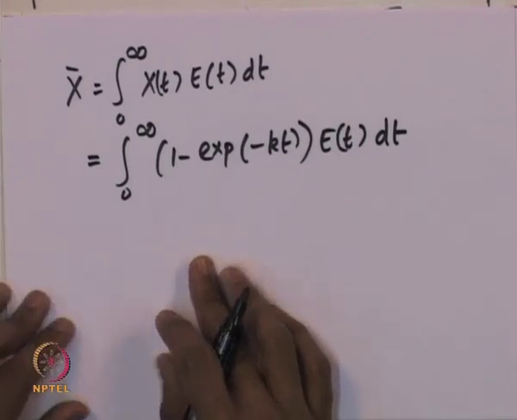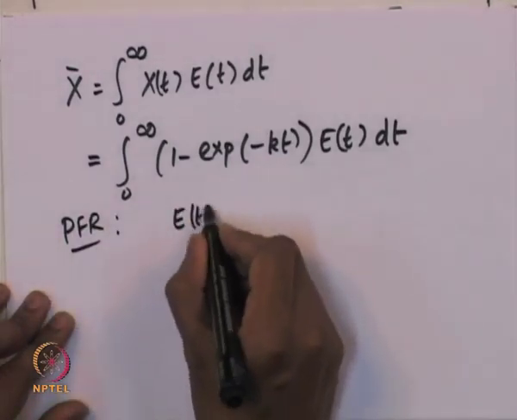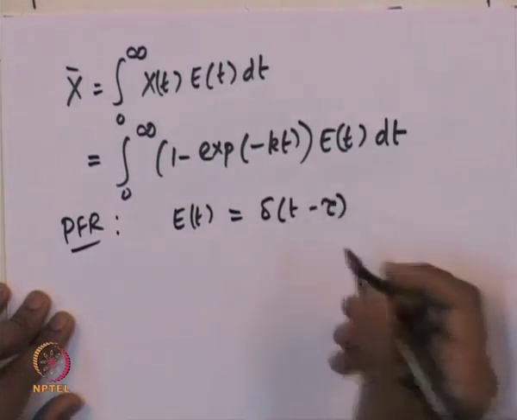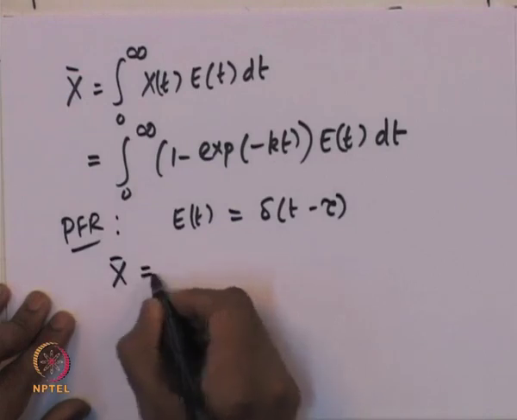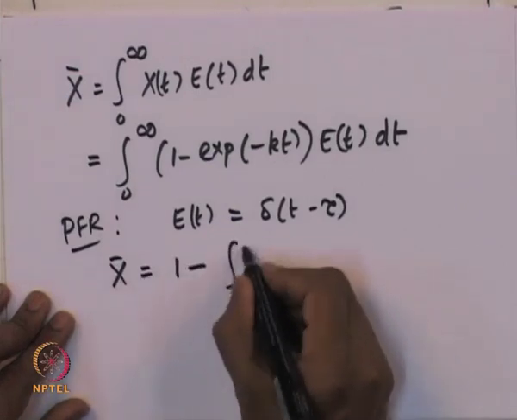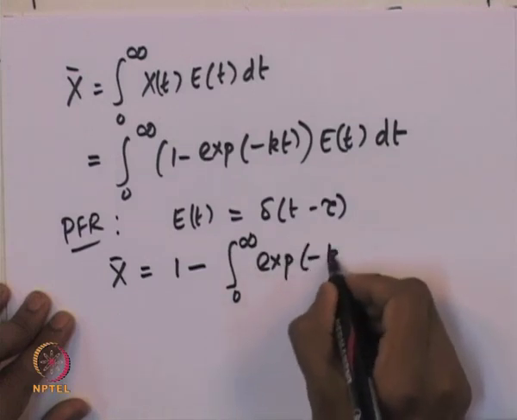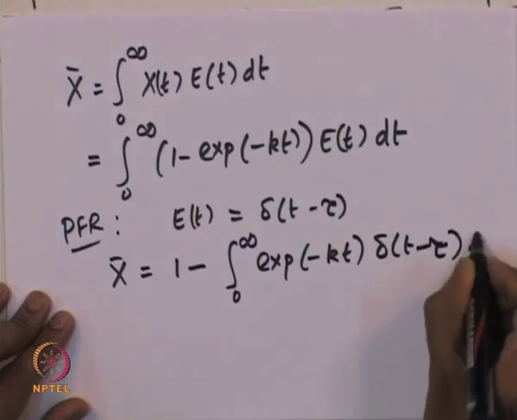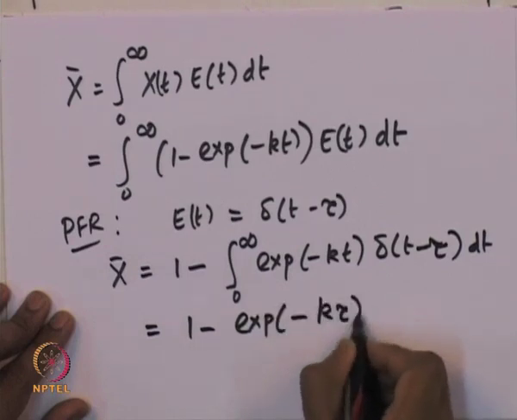Now, suppose the reactor is actually a plug flow reactor. Then the residence time distribution E of t is simply given by the delta function of t minus tau, where tau is the space time of the reactor, which is the ratio of the volume to the volumetric flow rate of the reactor. So, now for a plug flow reactor, it will simply be 1 minus integral 0 to infinity exponential of minus kt into delta function t minus tau dt, and that is nothing but 1 minus exponential of minus k into tau.